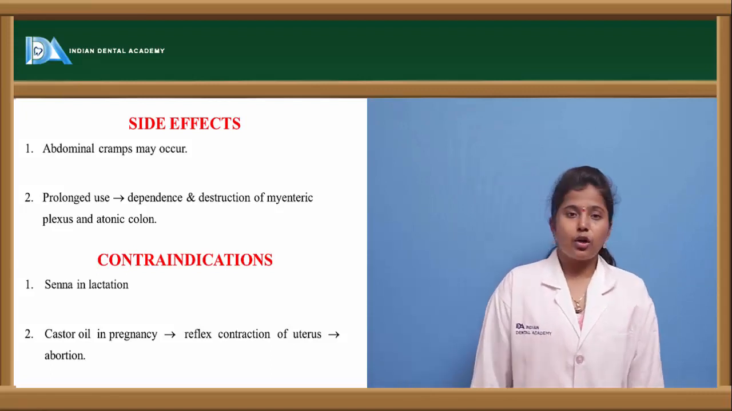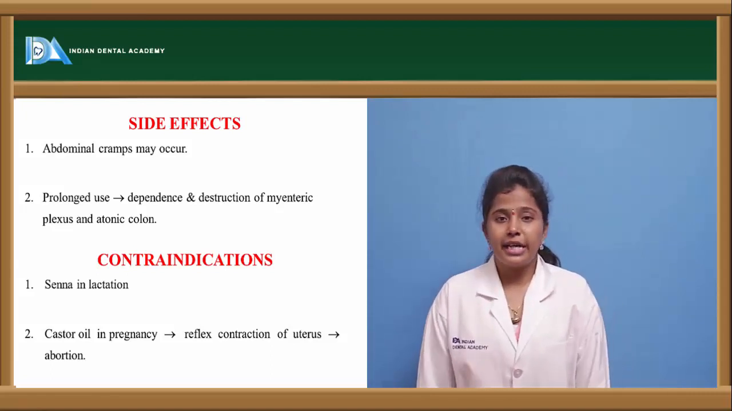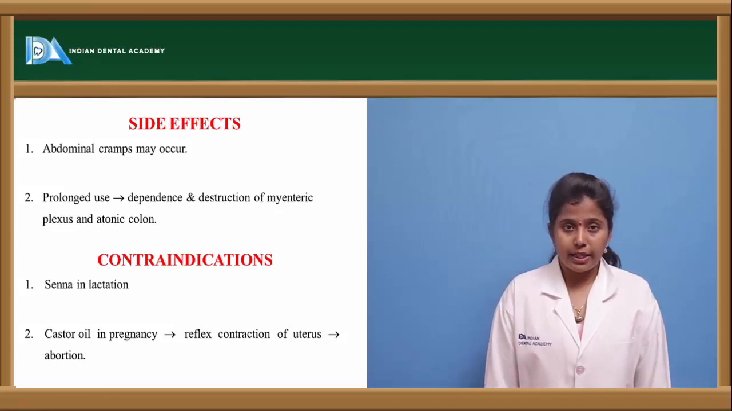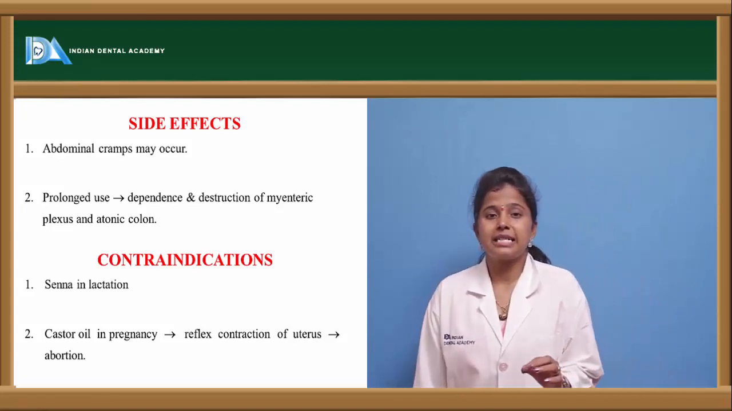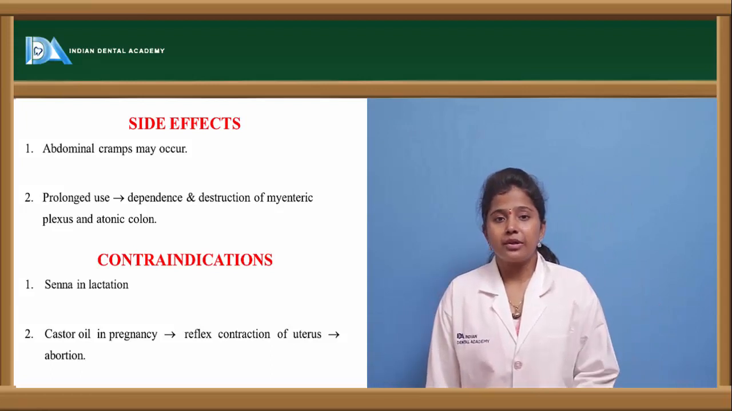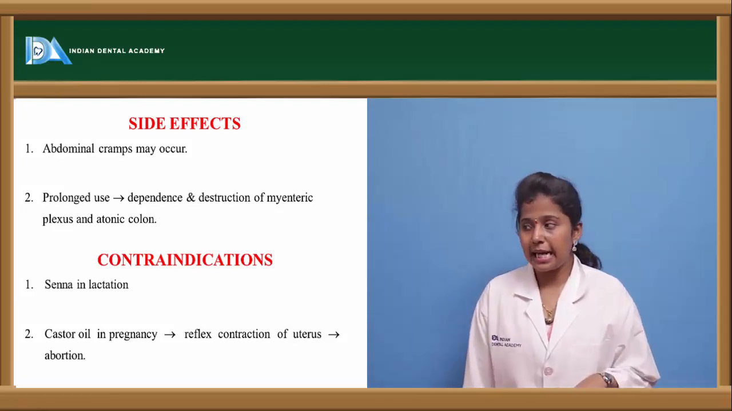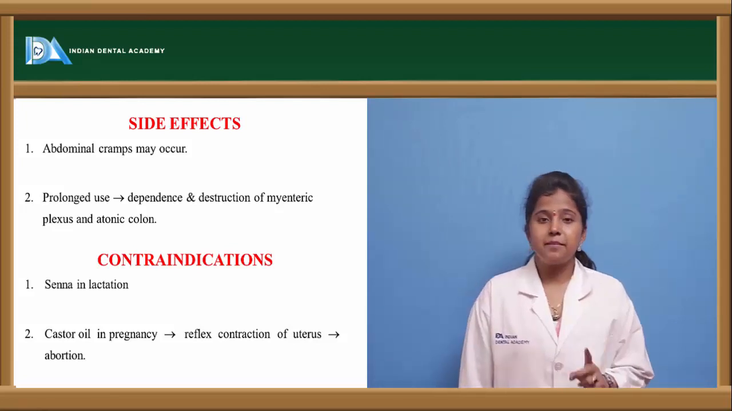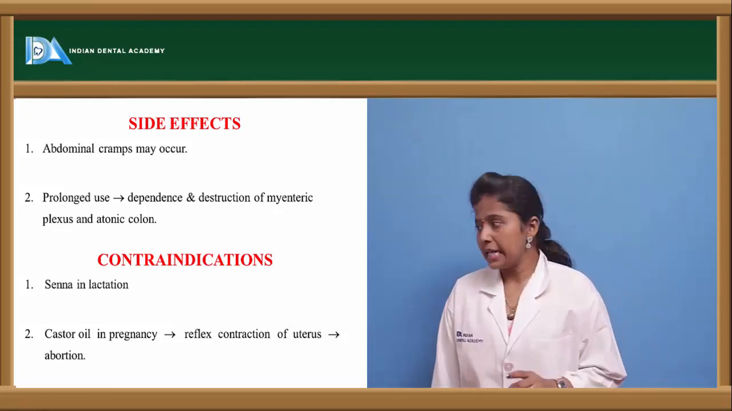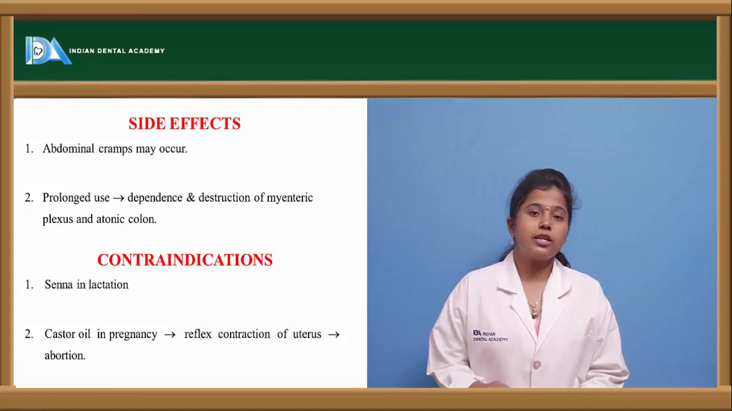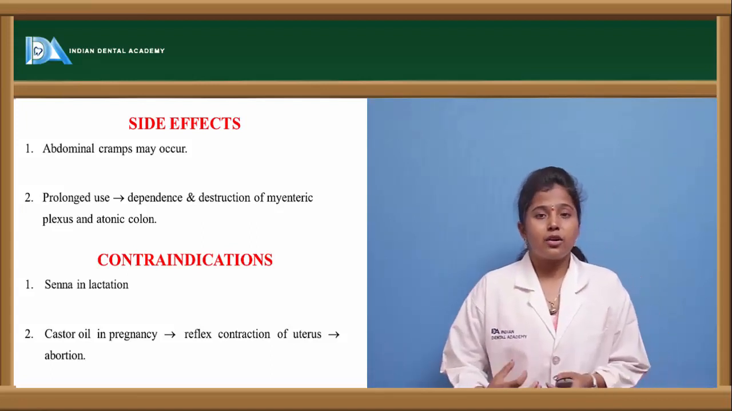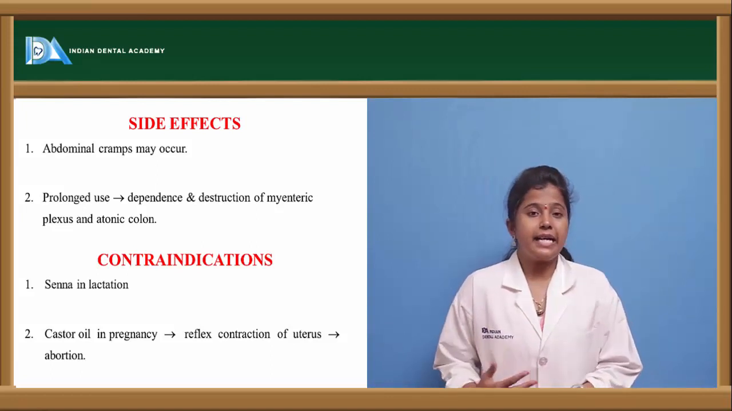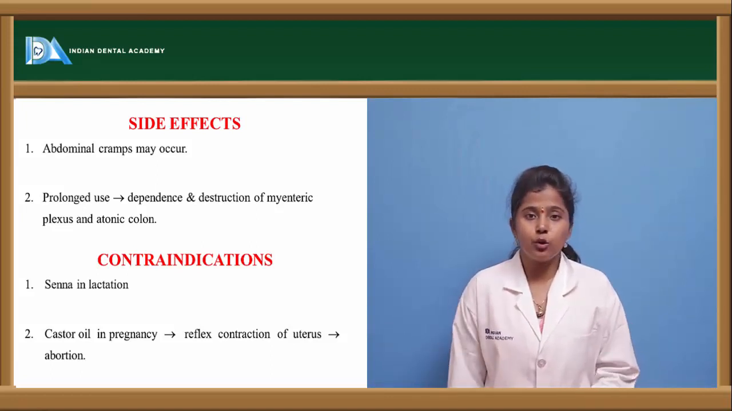And these contraindications. What are the contraindications of these drugs? So anthraquinone derivatives should be contraindicated. For example, mainly the senna. The senna anthraquinone derivative drug should be contraindicated in lactation, and the castor oil should be contraindicated in pregnant women, because what does this castor oil do? It causes reflex contraction of the uterus. It produces some reflexes where it causes contraction of the uterus, and excessive contraction of the uterus can lead to abortion.